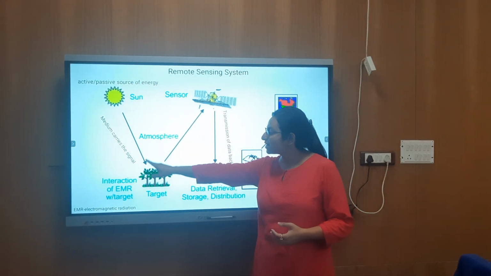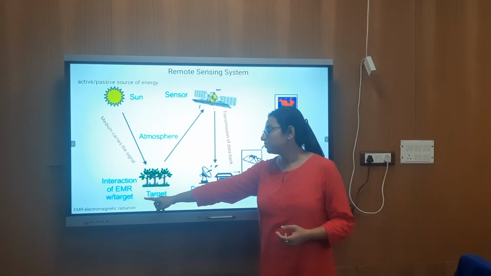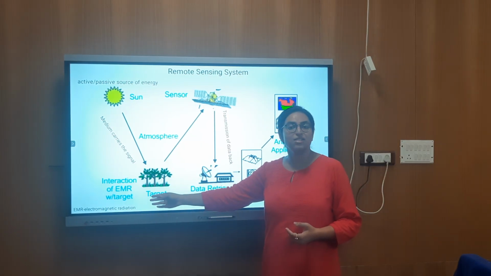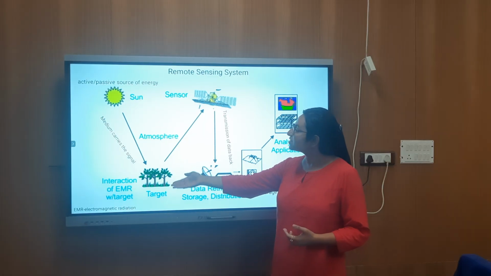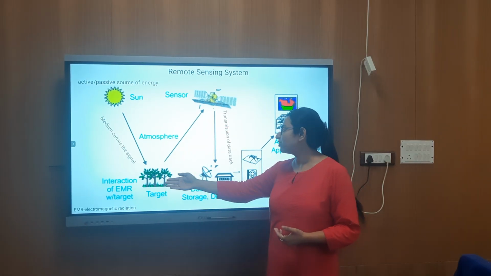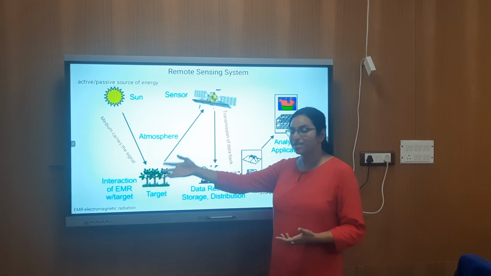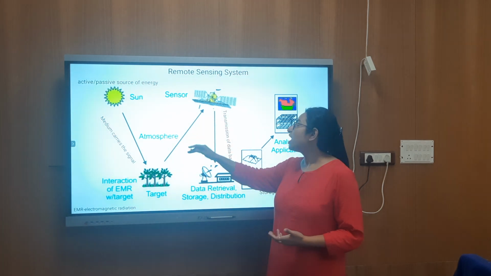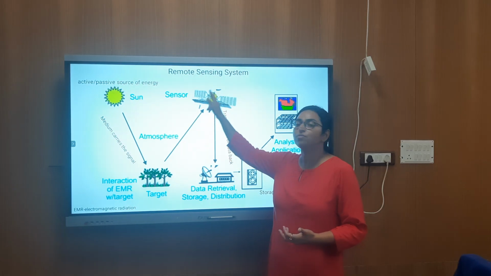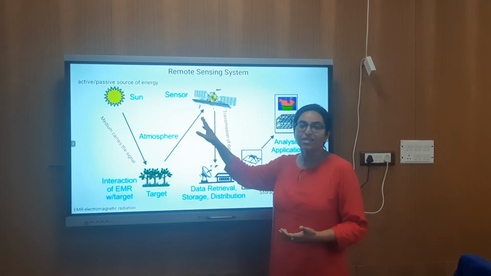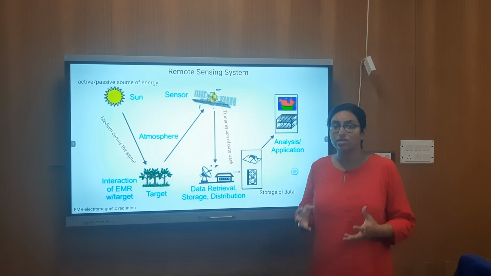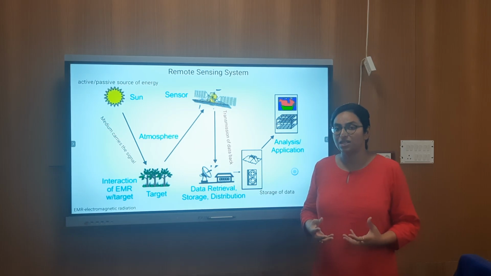And then the sun illuminates the target, sending the signal as electromagnetic radiation, and the target reflects it back. Some it absorbs, of course, some is scattered and some is reflected back. Out of that, the part reflected back which reaches the sensor is captured by the sensor or the satellite, and these satellites are of different kinds based on the need, that is, the application of that data.